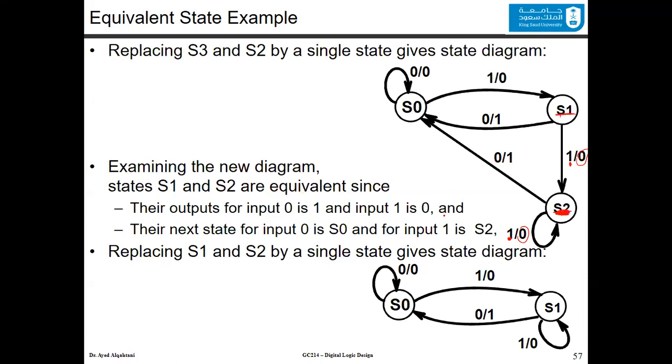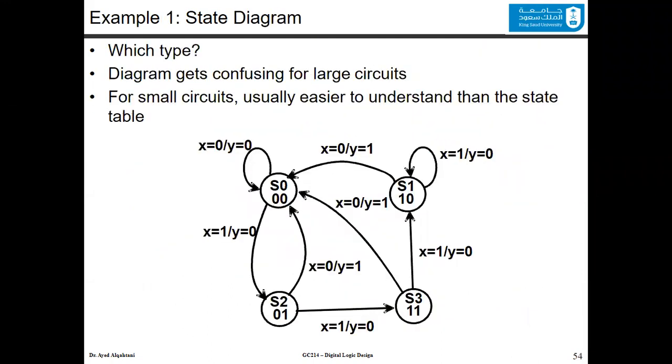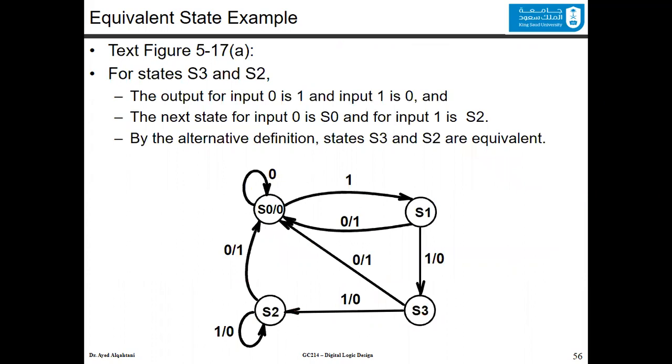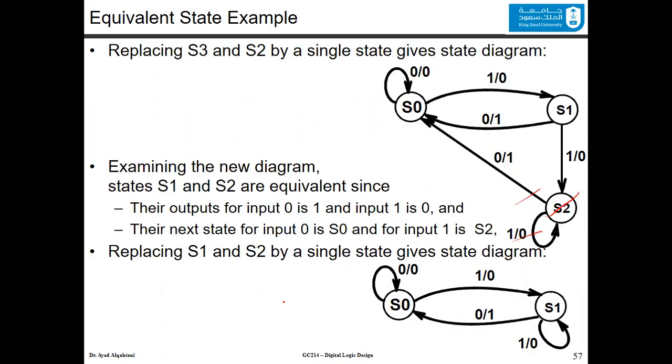And the advantage of this is we can cross this one, this arrow, and this arrow, and we are left with S1 only. We copy this one here, and this arrow would be a feedback to itself, when the input is 1, the output is 0. So based on the idea of equivalence, we converted this state diagram with 4 states to this simple diagram with only 2 states.